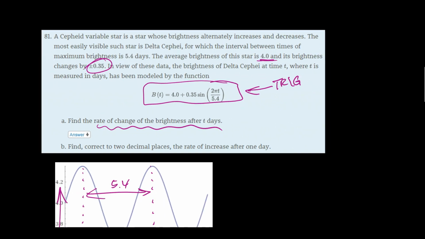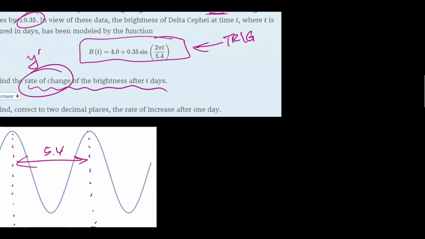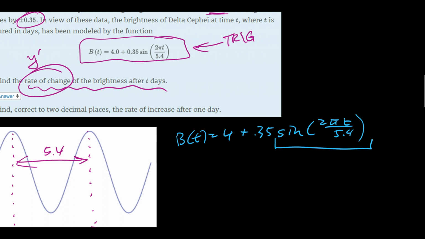So the rate of change, always think of this as your derivative. So what we'll do is let's go ahead and just write b of t down. So b of t is 4 plus 0.35 sine of 2 pi t over 5.4. Now when you take the derivative of this, let's just look at this for a second. You can write this sine as sine of 2 pi over 5.4 and then put the t to the side so that you have your coefficient pulled off to the side so you can take the derivative cleanly.